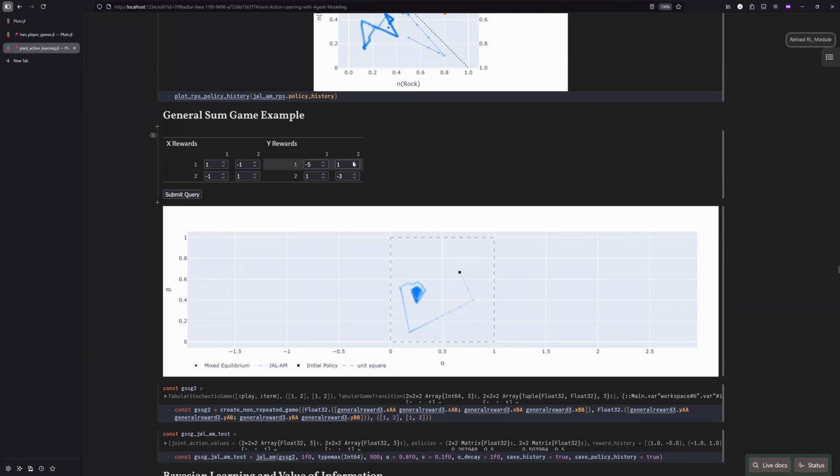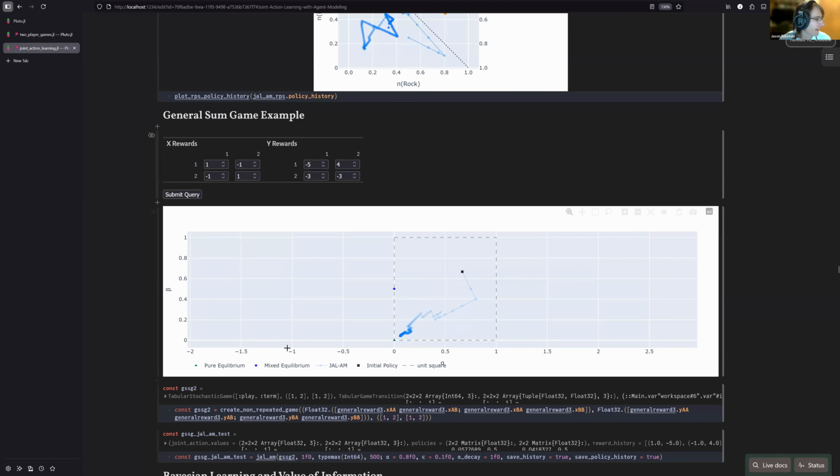So what is the difference between the mixed and pure equilibriums? This only has a mix. Wait, so this particular game only has a mixed equilibrium. If I change the values more, now it has a pure equilibrium here and a mixed one, although it's possible that all of these are equilibrium now. But yeah, so now the algorithm is converging to this pure equilibrium rather than the mixed one.